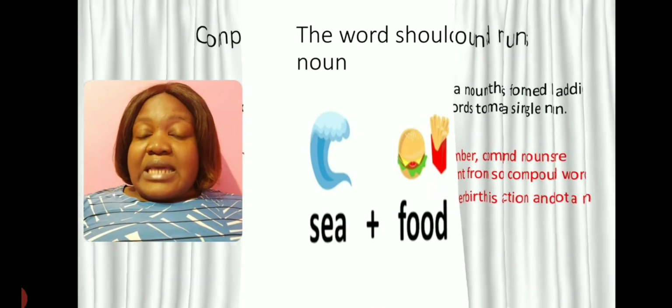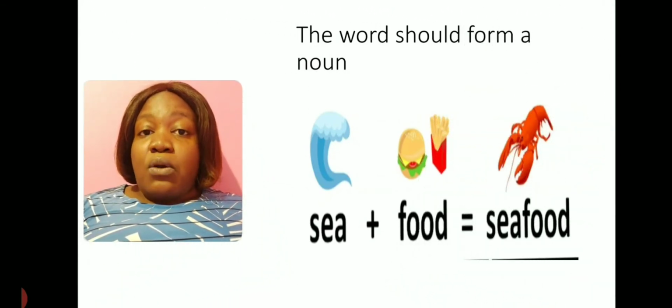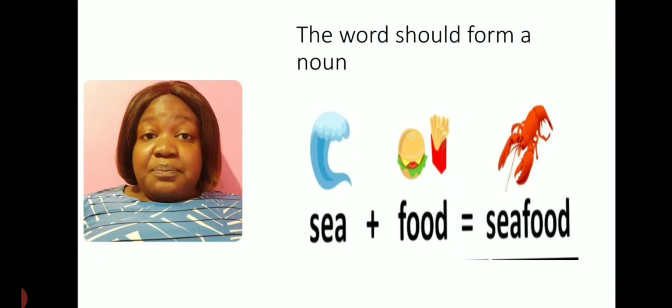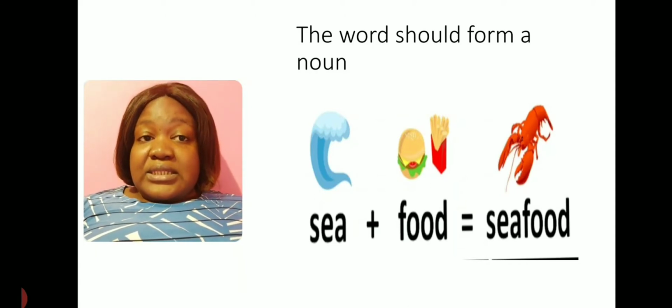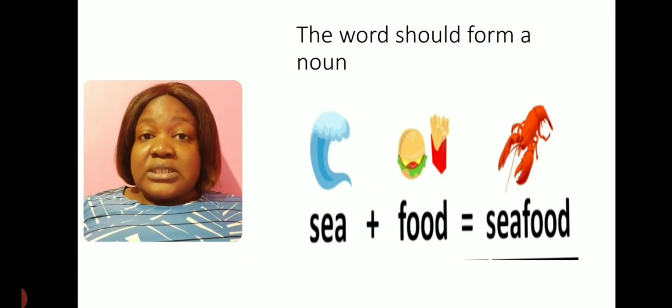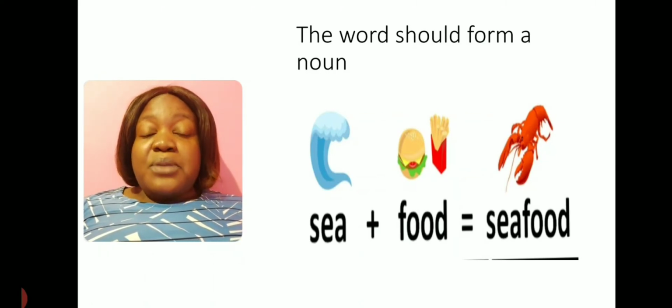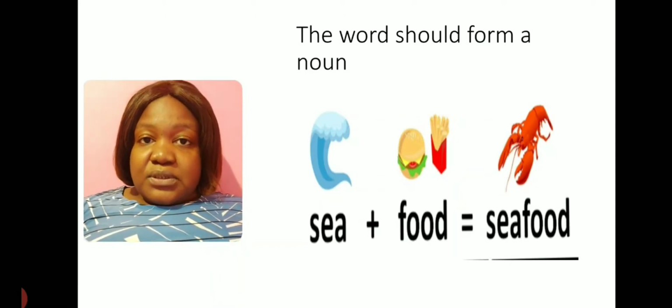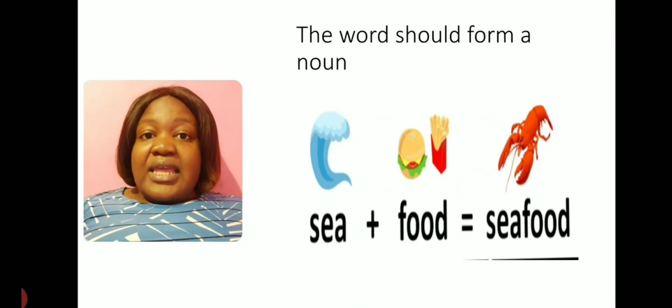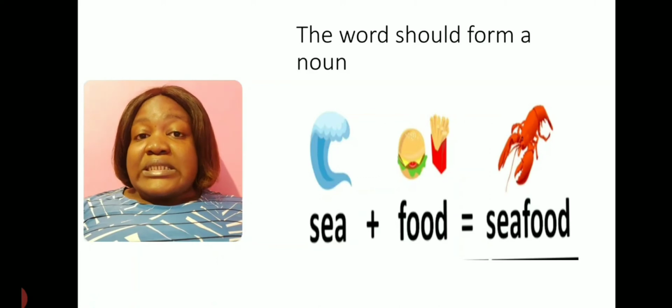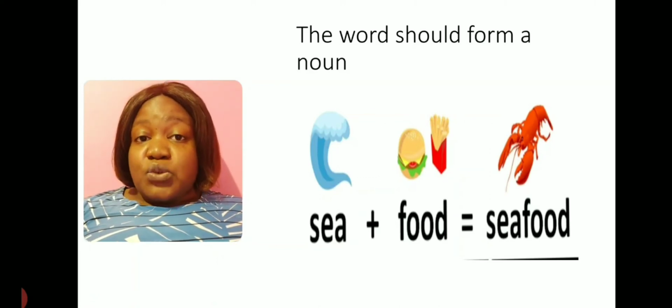Here we have an example on how to form a compound noun. We have 3 pictures. We have the sea, we have the food, and then we have the final product, which is seafood. The sea, we know what it is. Then we also know what food is. When we add the two words together, they form the noun seafood. Seafood is a thing, and therefore it is a compound noun because seafood is joined by 2 words.